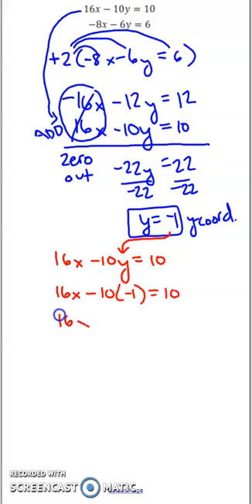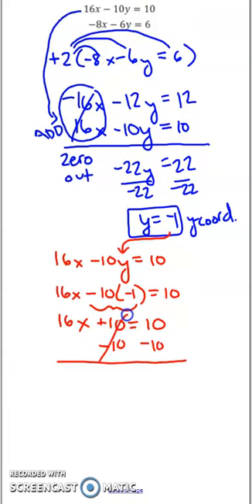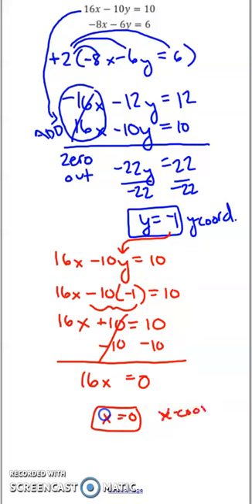And then solve for x. Okay, -10 times -1 is +10. I need to isolate that x, so I'm zeroing things out. All right, that zeroes out. Checking my math. Oh, hey, that's a 0 too. Guys, 16 times what equals 0? This has to be 0. Always pause and just ask yourself, do I know this? All right, so here's my x coordinate.